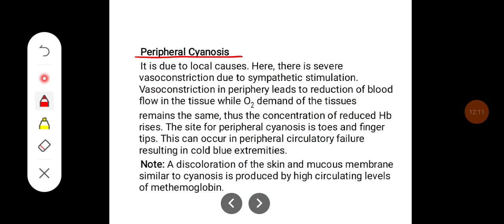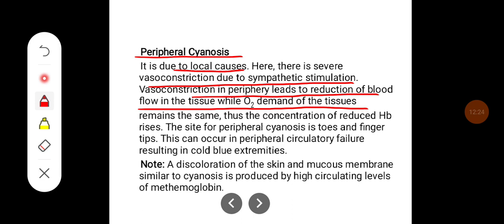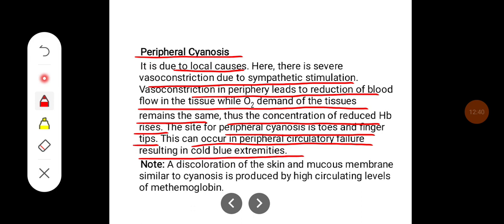Peripheral cyanosis is due to local causes. Here, there is severe vasoconstriction due to sympathetic stimulation. Vasoconstriction in the periphery leads to reduction of blood flow in the tissue while oxygen demand of the tissues remains the same. Thus, the concentration of reduced hemoglobin rises. The site for peripheral cyanosis is toes and fingertips. This can occur in peripheral circulatory failure, resulting in cold blue extremities. Note that a discoloration of the skin and mucous membrane similar to cyanosis is produced by high circulating levels of methemoglobin.